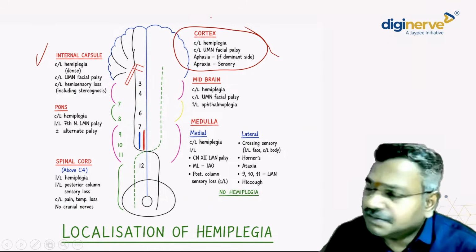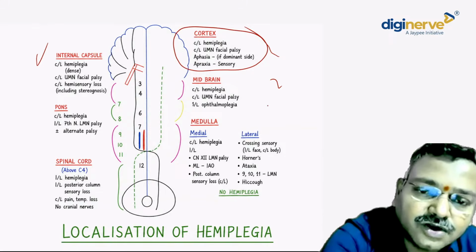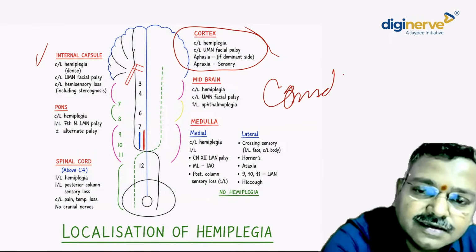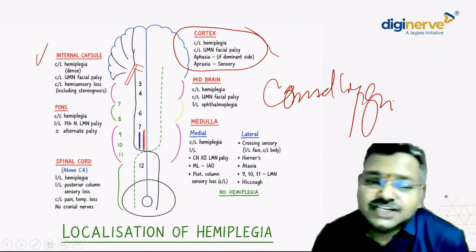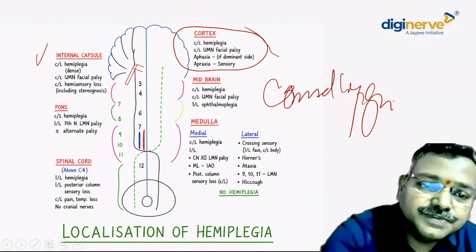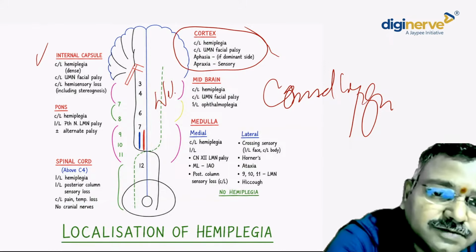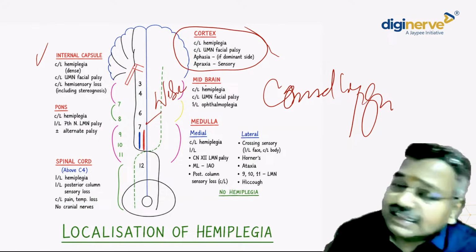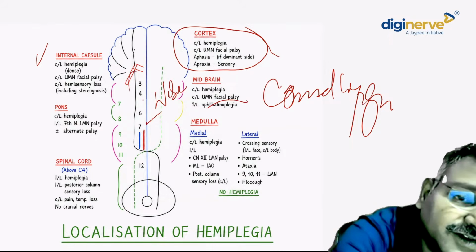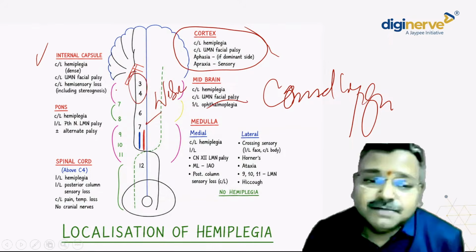Now coming to the brainstem, brainstem lesions cause crossed hemiplegias, where there is one-side cranial nerve involvement and opposite-side weakness. A midbrain lesion is what we call Weber syndrome: contralateral hemiplegia with ipsilateral third nerve palsy, because the 3rd and 4th cranial nerves are located in the midbrain.